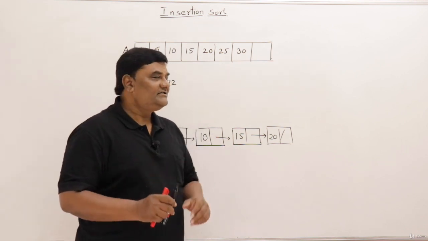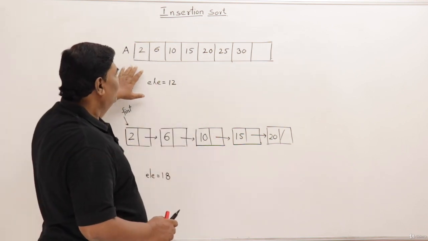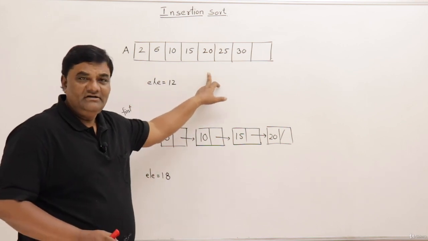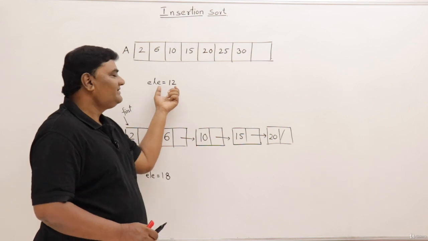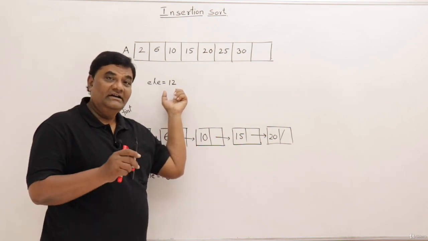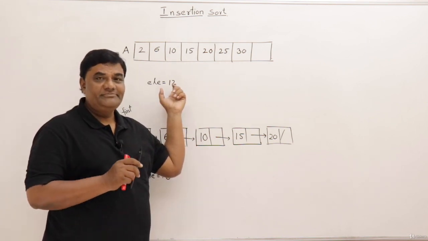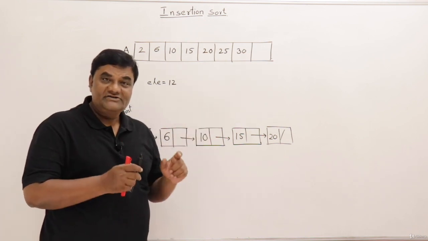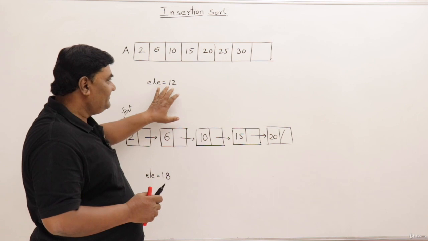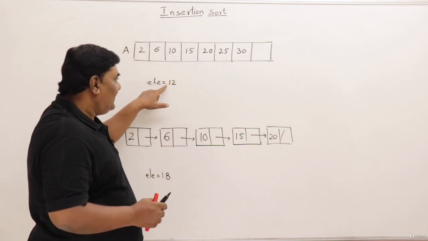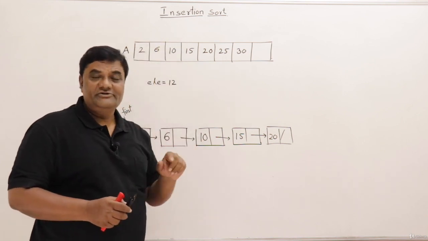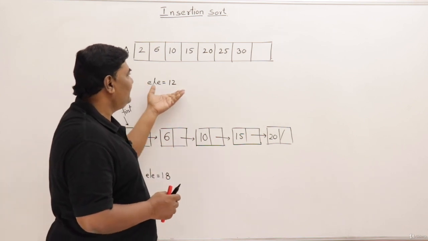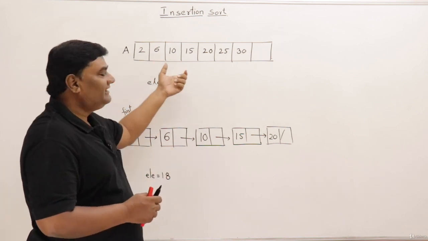For understanding insertion, I have taken an array, a list of elements, and these elements are already sorted. In this list, I want to insert 12 in a sorted position. So it should be inserted at a place where it should come in the sorted order. So here insertion means inserting an element in a sorted array at a sorted position. Let us see how we can insert this element in a sorted position in an array.